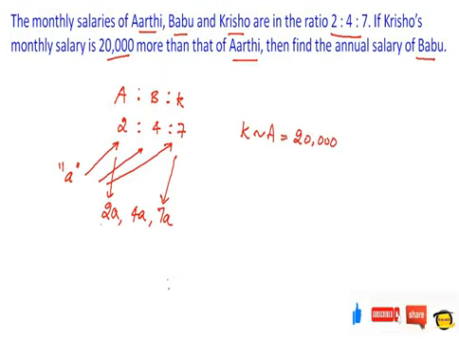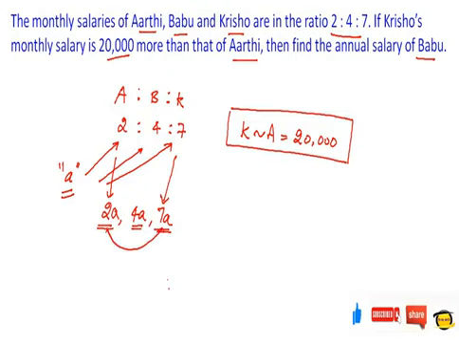Now these are the exact salaries of the 3 persons in terms of a common multiplication factor, and this is the salary difference between Krisho and RT. Now what is the difference in salaries between RT and Krisho in terms of ratios? From these two terms, it's very clear that the difference is 5A. So can we equate this with this difference, which is equivalent to 20,000?